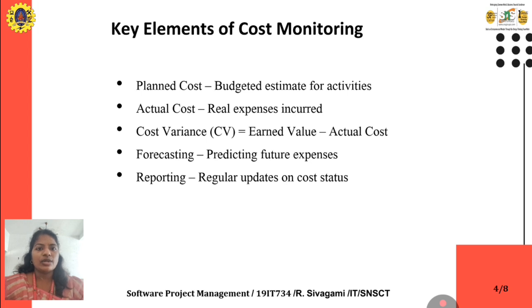And then the next one is the cost variance. For the cost variance, we have a planned cost and the actual cost. We subtract one from the other, and we get the variance between the planned project and the actual project. The next one is forecasting and reporting. Reporting is the most important of all, with regular updates of the cost status.